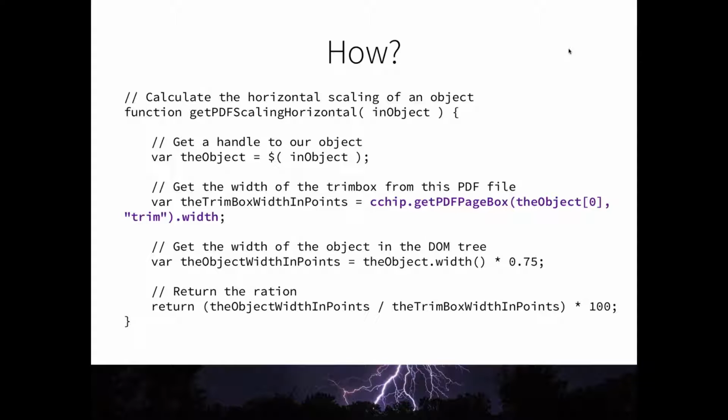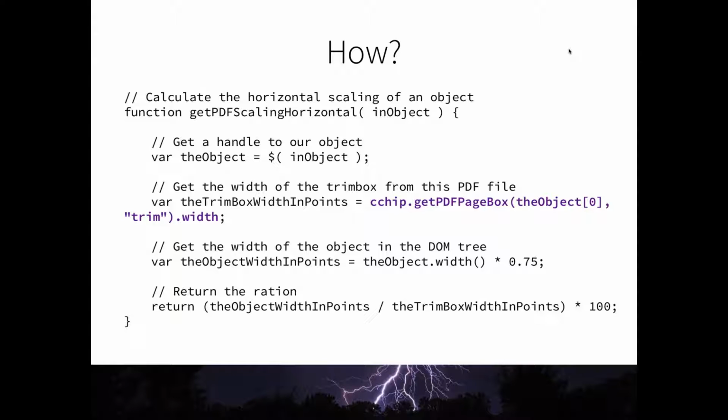And what I'm using here is an additional function that you now have in the CChip object. So again, that's the built-in CChip object. And that function is called getPDFPageBox. And getPDFPageBox requires an object. So it requires the actual HTML element that is that placed PDF file.